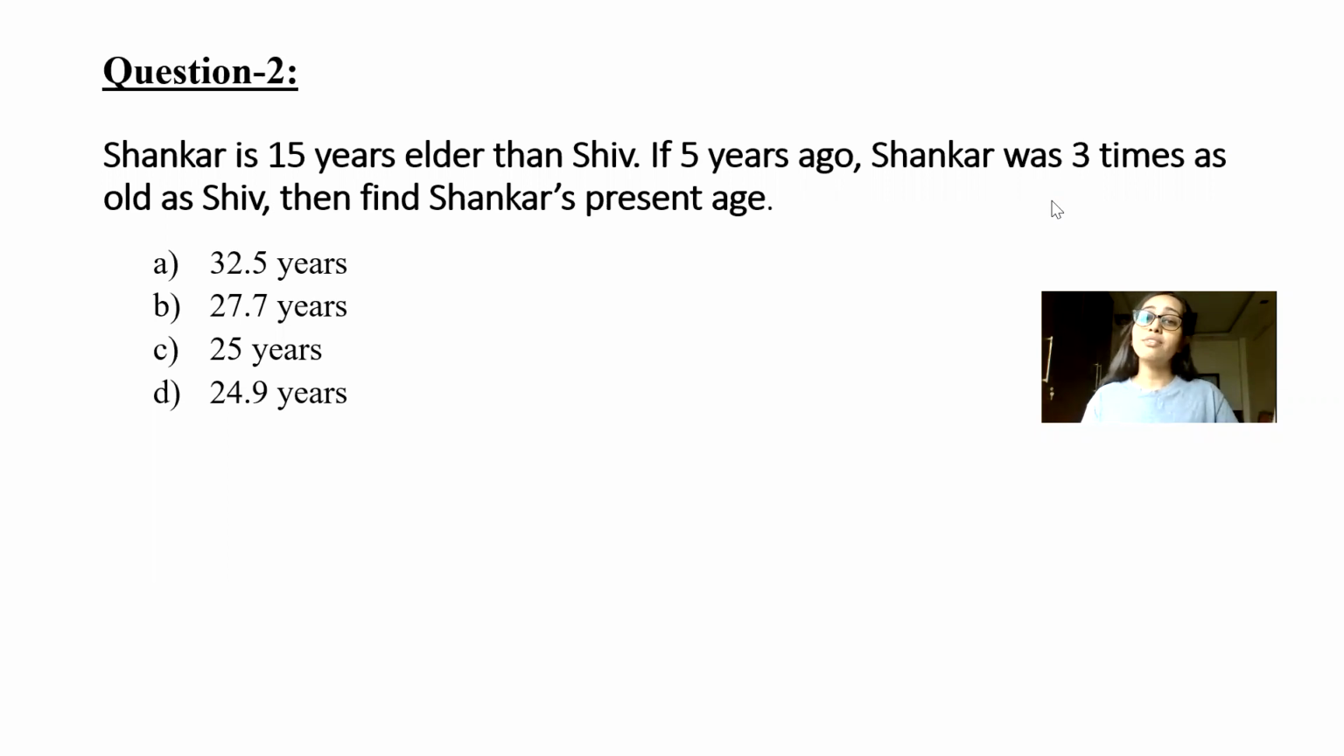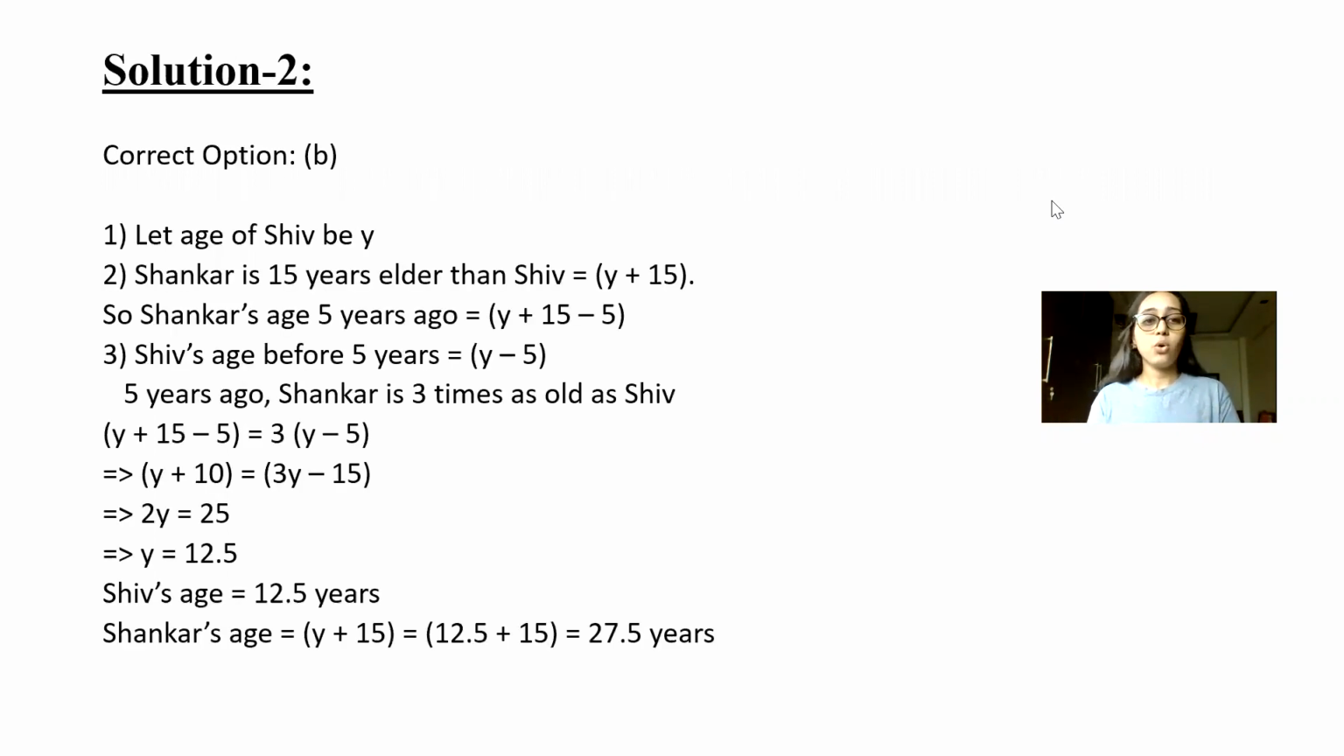Now we have a 5 years ago statement where Shankar was 3 times older than Shiv. So we'll form an equation on the basis of these two conditions and equate them. Okay, so let's jump into the solution. Let's say Shiv is y, right? Shankar is 15 years elder than Shiv. So he is bigger, and elder means y plus 15.